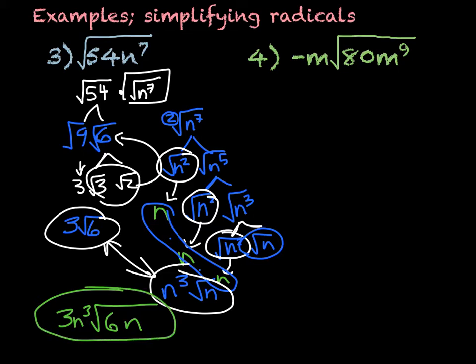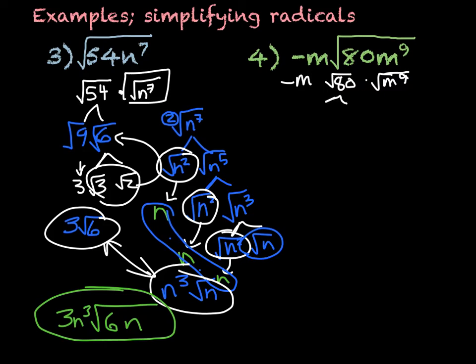The next problem, we have negative m times the square root of 80m to the 9th. Again, I'm going to have my negative m on the outside and my square root of 80, and then times the square root of m to the 9th. So I'm going to start with my 80.